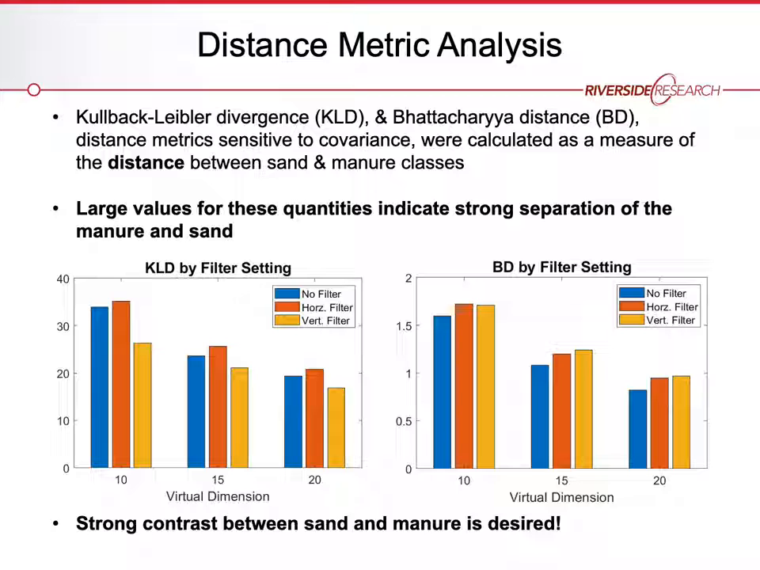Bigger distances are great for us here, because that means stronger separation power in the data set. So we want to see strong contrast between the sand and the menorah, which means a large value for the distance metrics, or large values for the KLD and the BD.